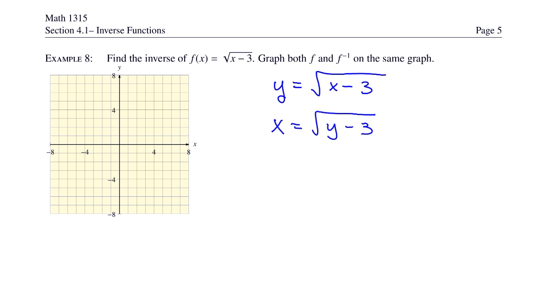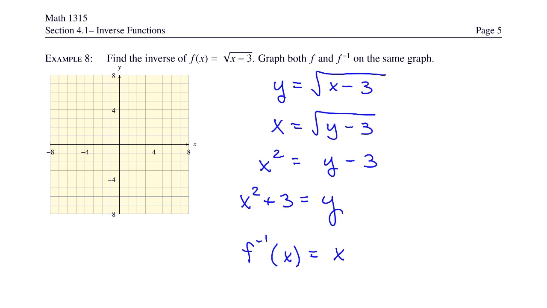Next, we need to solve for y. Y is inside of a square root, so I'm going to square both sides. That gives me x squared is equal to y minus 3. Move the negative 3 from the right to the left. So we get x squared plus 3 is equal to y. So that's the inverse. F inverse of x is equal to x squared plus 3.